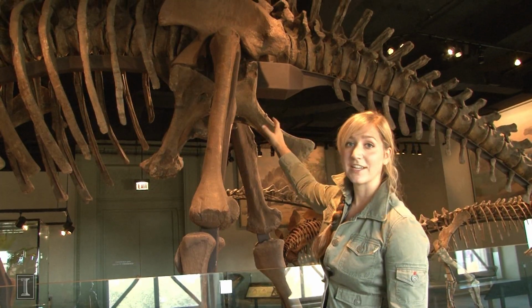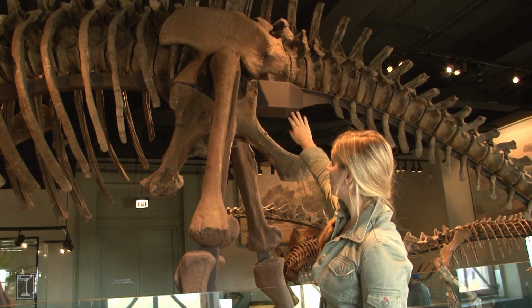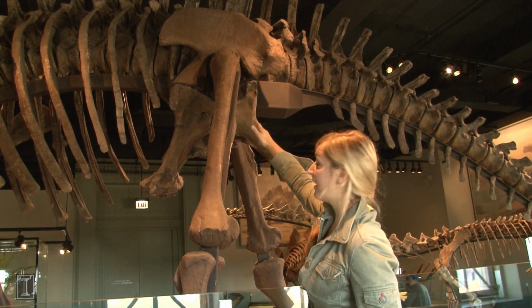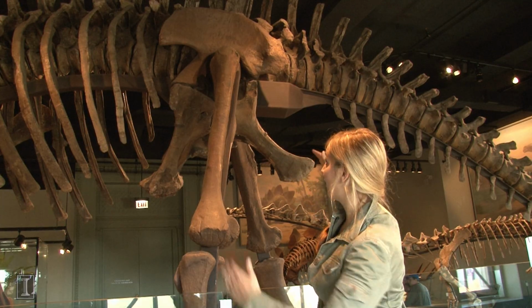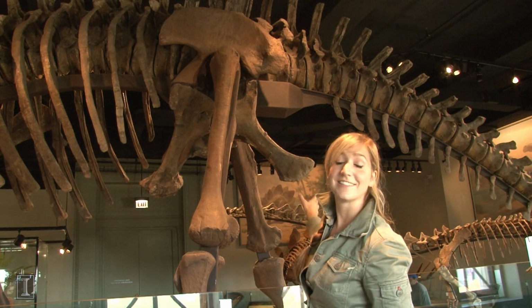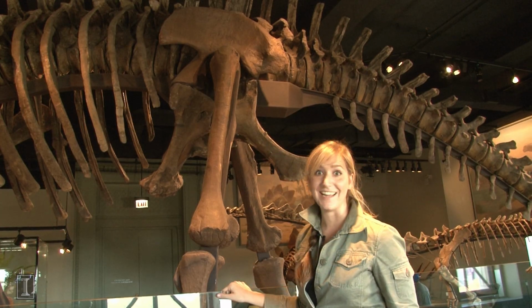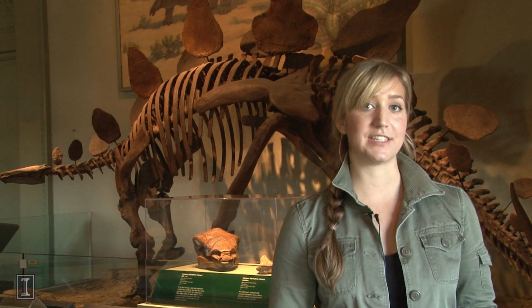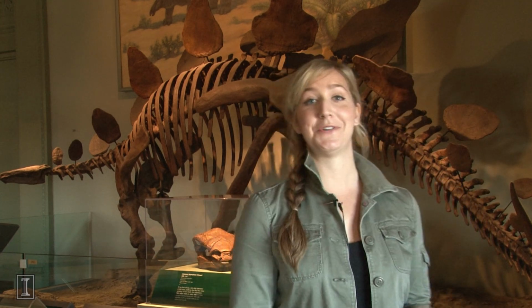Look at his hip structure. He has a nice lizard hip structure here with the pubic bone pointing down towards the stomach and the ischium pointing back towards the tail, kind of in this perpendicular composition here. But look at the scale of this Sauropodomorph. That is amazing. All right, there are 5 groups within the Ornithischian group, and those are, again, the bird hip dinosaurs. The first one we'll talk about is the Stegosaur, which is here behind me.